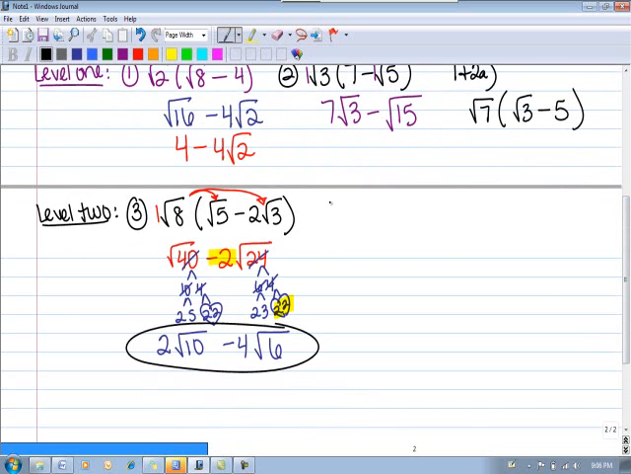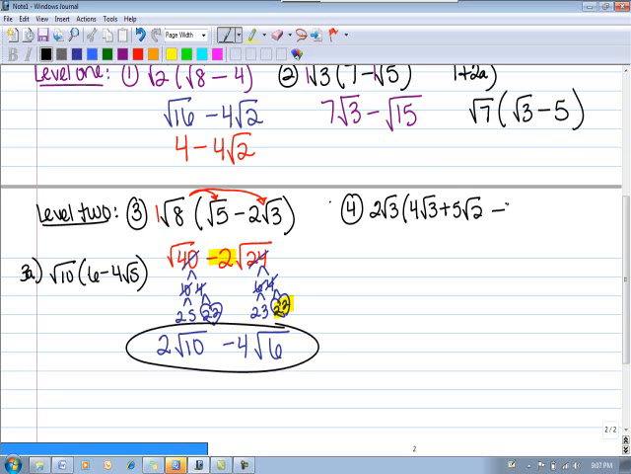Okay. Your 3A question for you to try is radical 10 times 6 minus 4 radical 5. And question number 4, let's do 2 radical 3 times 4 radical 3 plus 5 radical 2 minus 7. Alright, so follow the same steps.